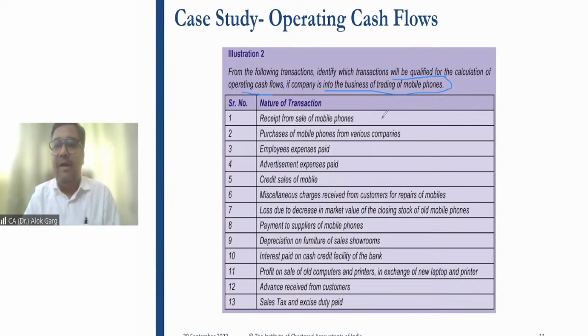Receipt from sale of mobile phone. The company is getting money from the sale of mobile phone. Is it a cash flow from operating activity? Yes or no? Friends, can you quickly tell me the answer? Yes, very good. It is a cash flow from operating activity.